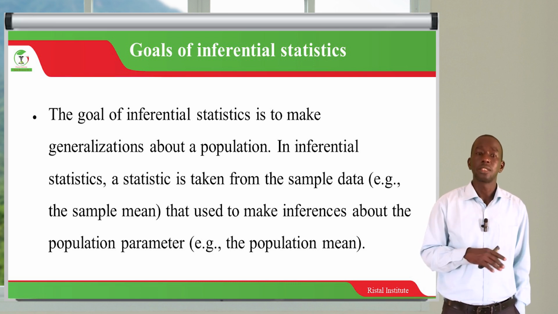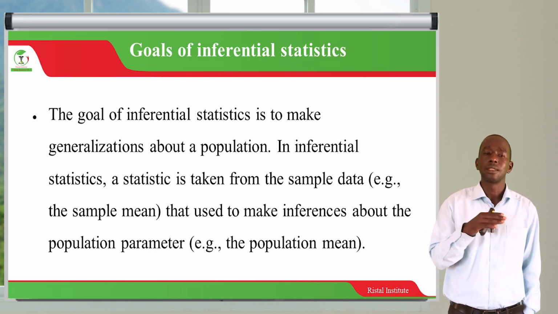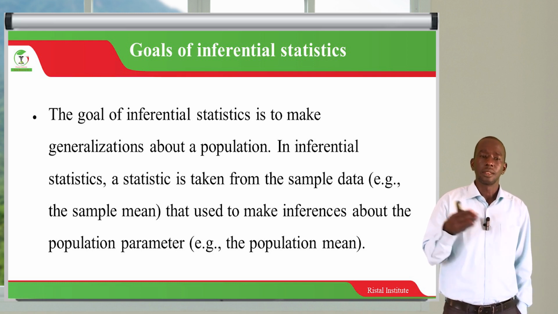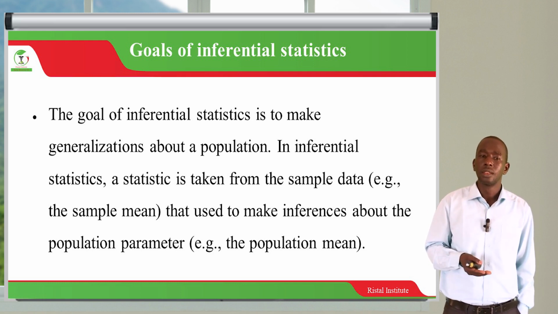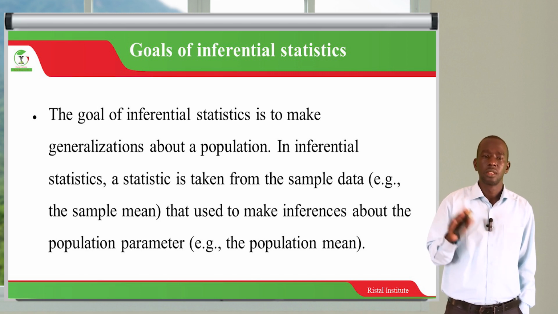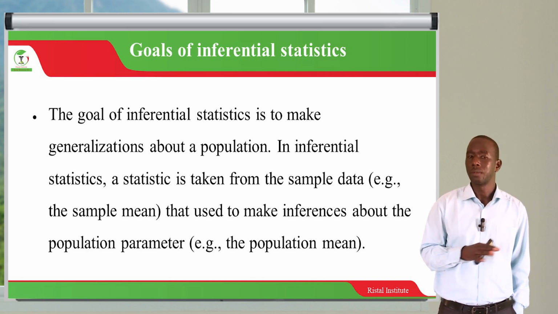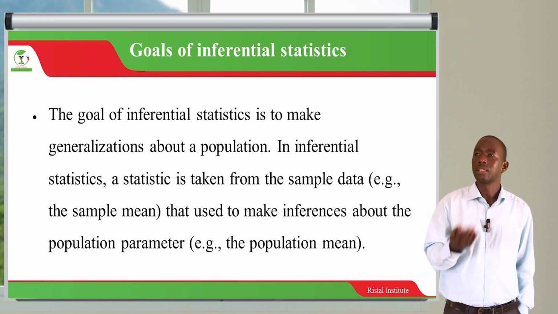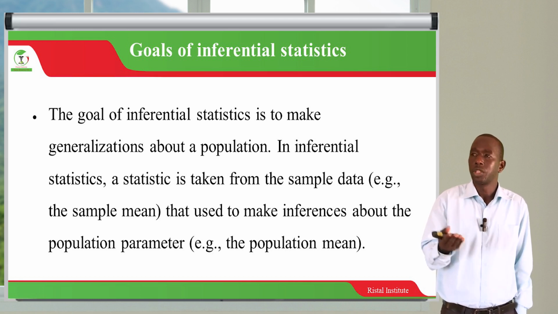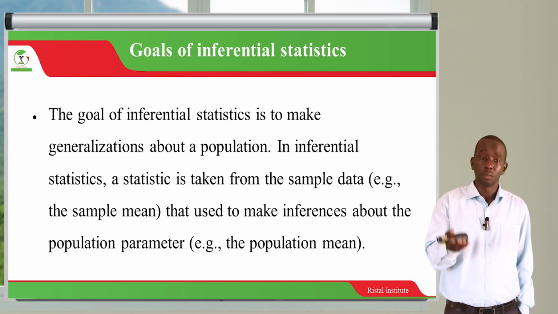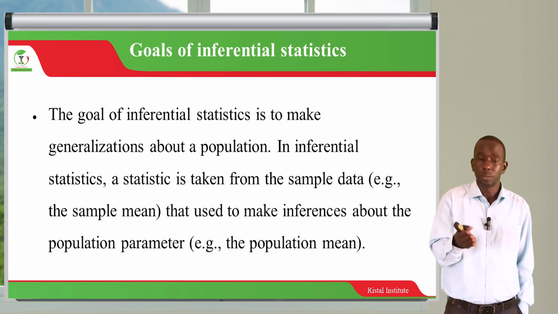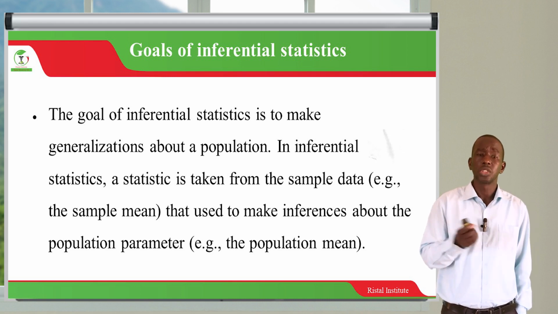In inferential statistics, a statistic is taken from sample data, such as the sample mean, and that is used to make inferences about the population parameters, such as the population mean. For example, if you need to study a population based on the level of poverty, to see whether a majority of the population lives in poverty.